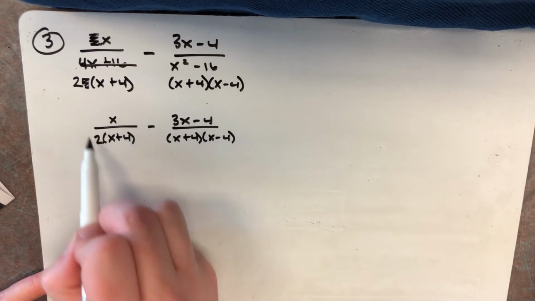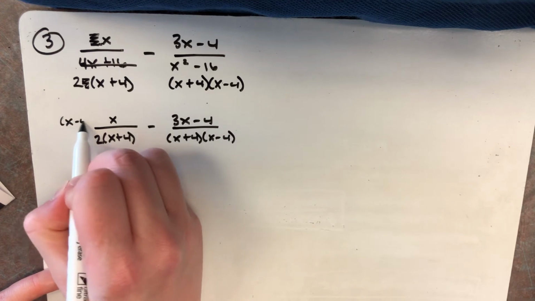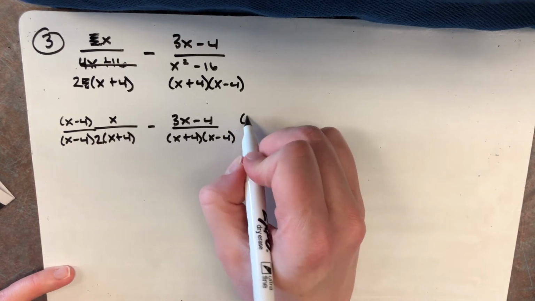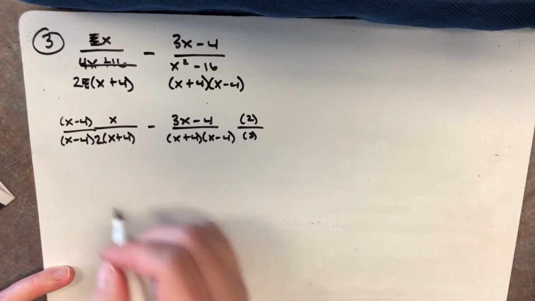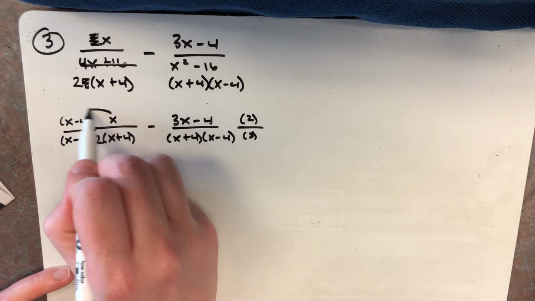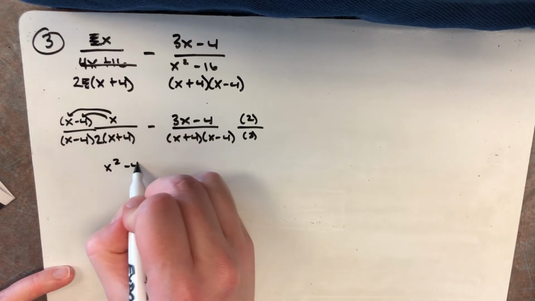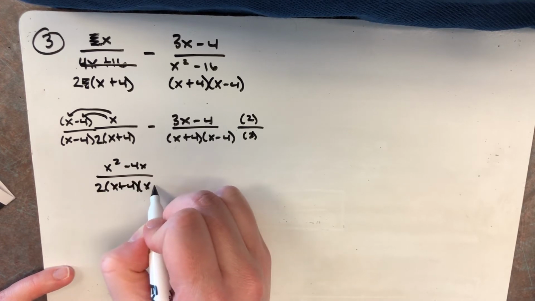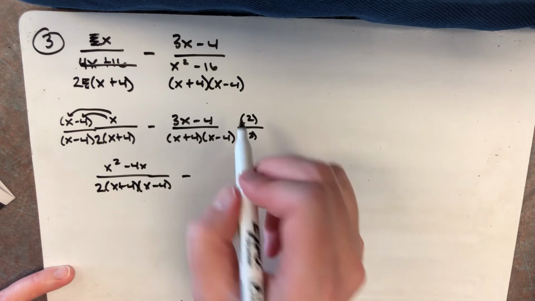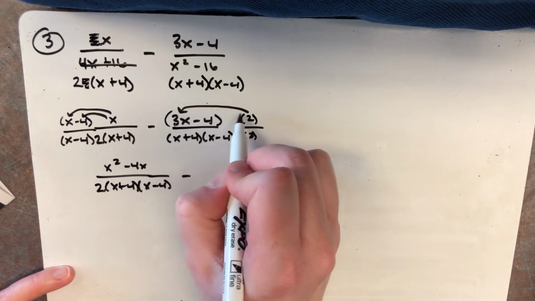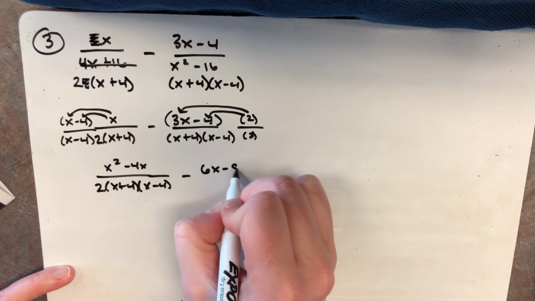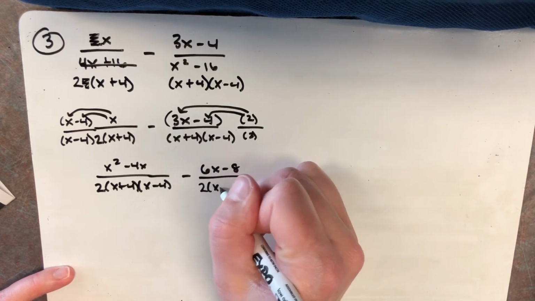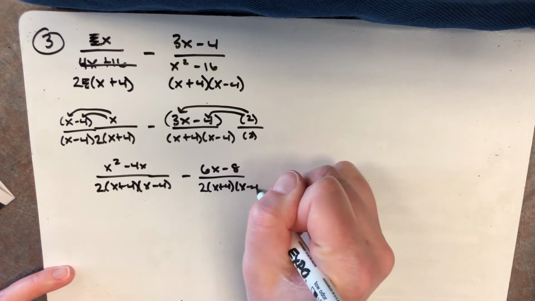All right, this fraction is missing the x minus 4 part, so I'm going to multiply by that. This fraction is missing the 2 part. So I get x squared, if I multiply this out, minus 4x. I'm going to rewrite my ugly denominator, just how it is, no multiplying necessary. I'm subtracting, if I distribute this 2, I get 6x minus 8 over 2 times x plus 4 times x minus 4.